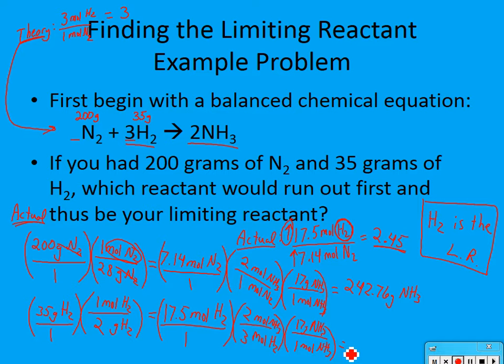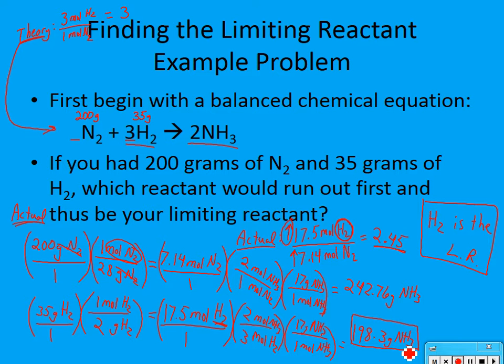17.5 times 2 times 17. We divide that by 3. 198.3 grams of NH3. So which one is your limiting reactant, guys? Which one makes the least amount of product? The H2. It only made 198 grams of ammonia. So if you want to do it that way, take it all the way to the end and see how many grams of product you would make, your limiting reactant is going to be the one that makes the least.